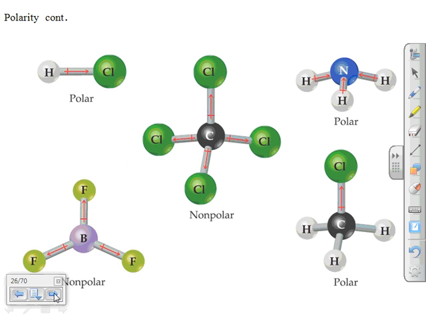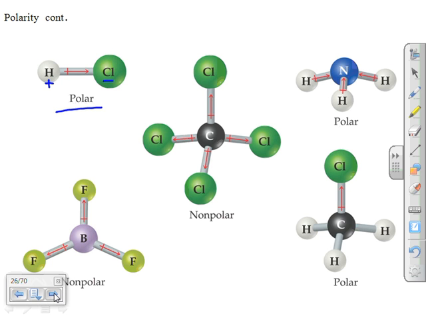Here's just some examples of polar and nonpolar molecules. The whole key is symmetry. If something is symmetric, then it will be nonpolar. If it's not symmetric, it will be polar. So let's take a look at our first example here, HCl. This is not symmetric, so it will be polar. The chlorine is pulling the electrons more than the hydrogen, so we're going to set up that polarity.